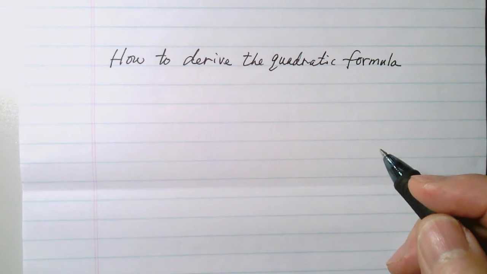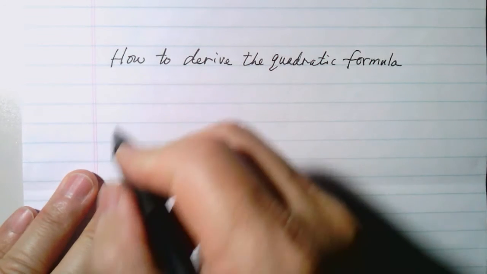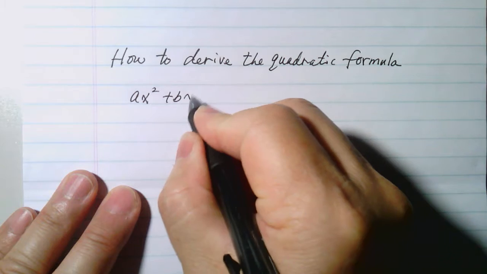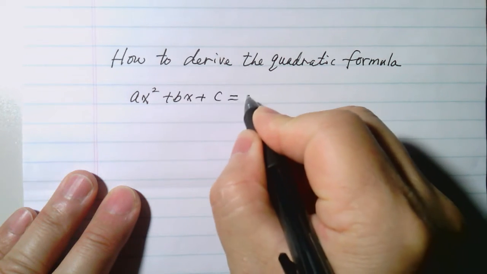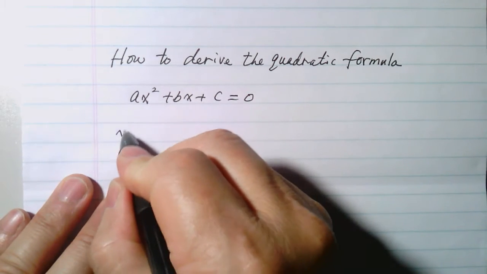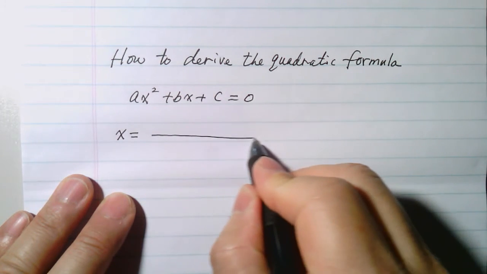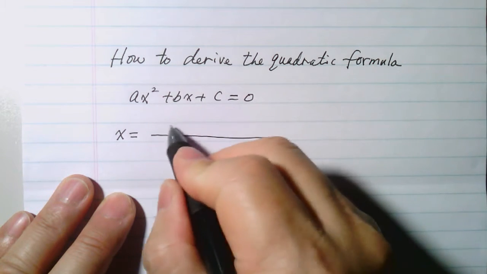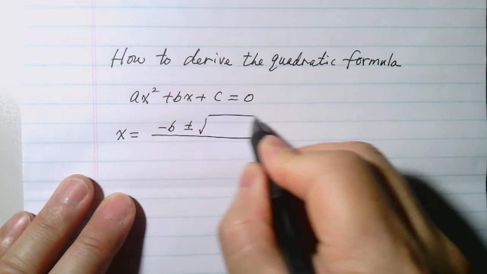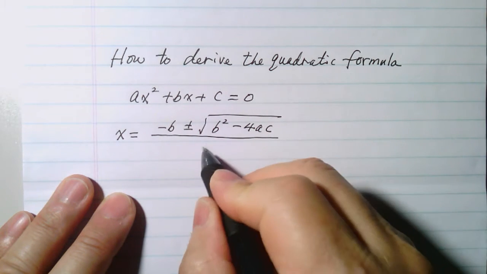How to derive the quadratic formula. Consider a quadratic equation ax squared plus bx plus c equal to 0. We know the formula to solve this equation, which we call the quadratic formula: negative b plus or minus the square root of b squared minus 4ac, divided by 2a.